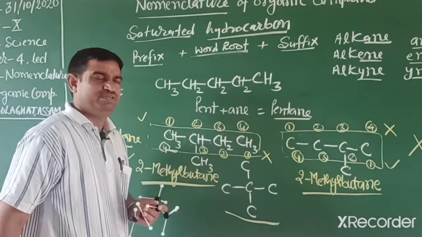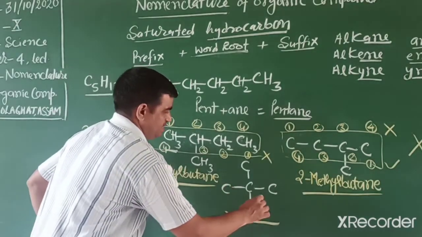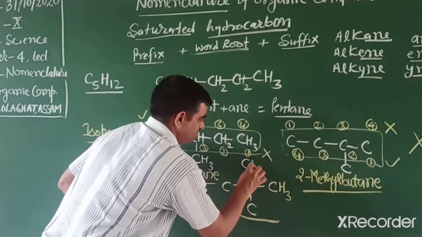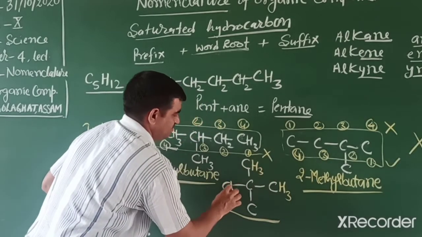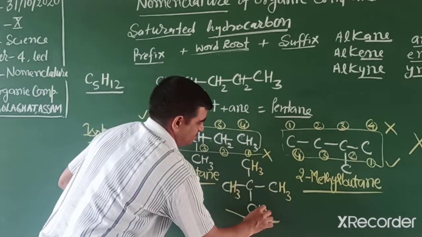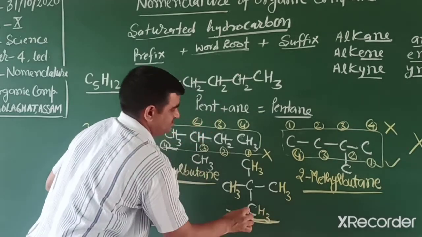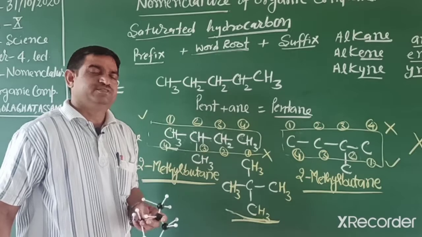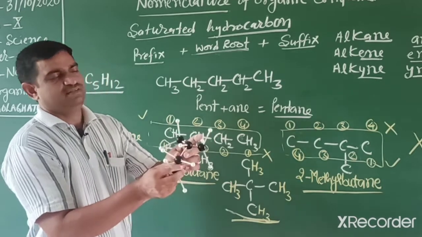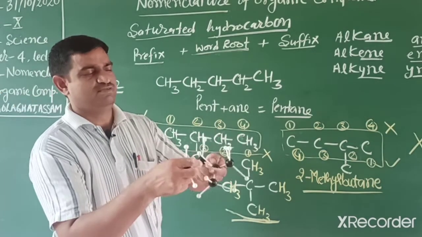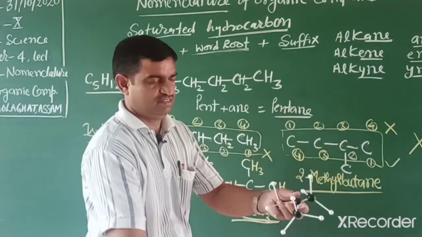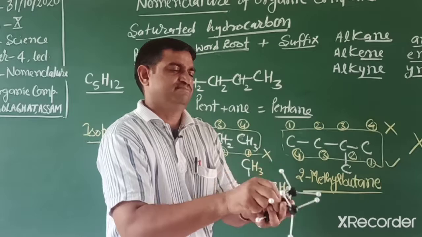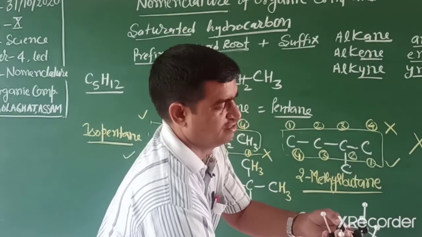Students, how can we give its number? First we complete its valency: CH3, CH3, then CH3, and all are CH3. So how can we write its name, students? If I rearrange this compound, then it changes into something like this, with a substituent, another isomer.